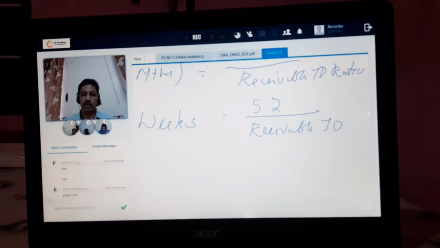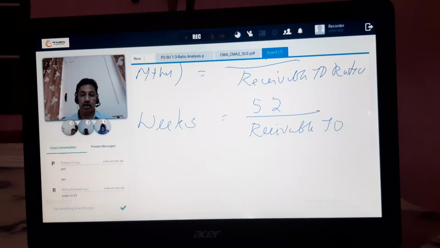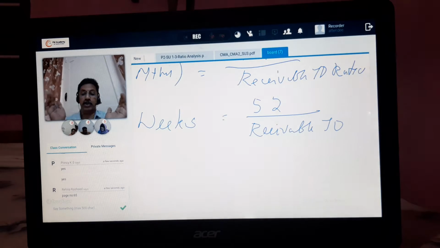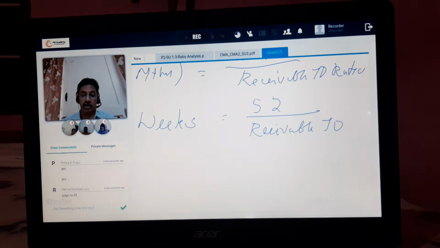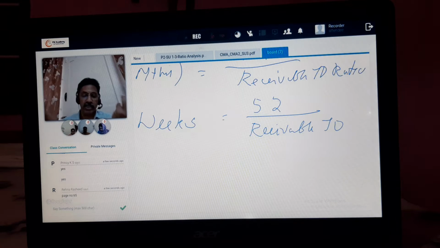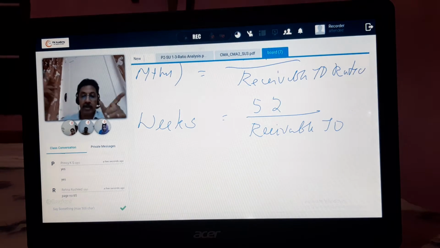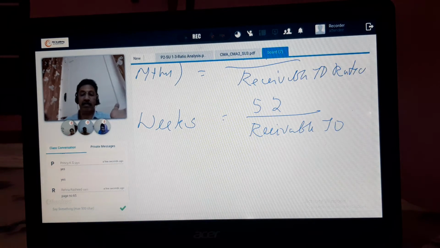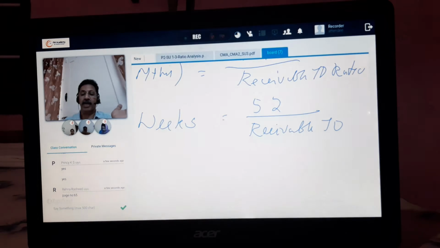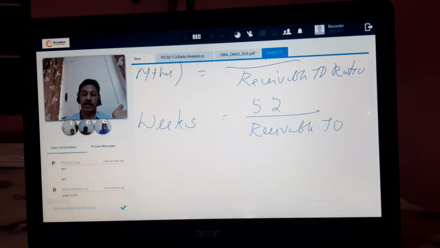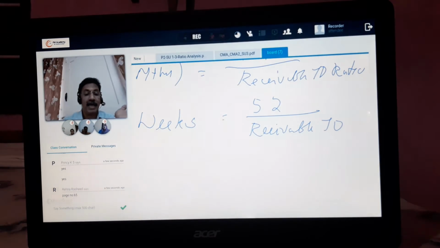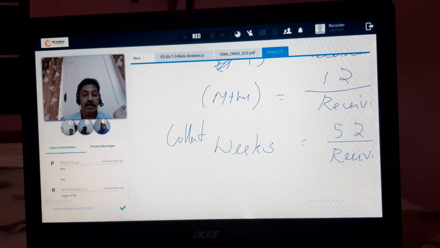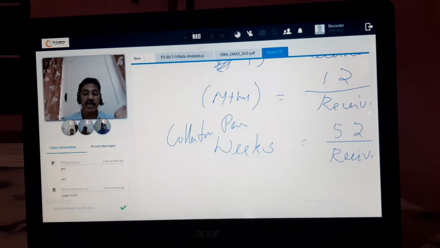Did you understand this? How much period do you take to collect your receivables? If you want it in weeks, 52 divided by receivable. What is receivable turnover ratio? That's the activity ratio we have just learned: net credit sales divided by average receivable. You have that number, means 52 divided by receivable turnover ratio will give you the collection period in weeks.